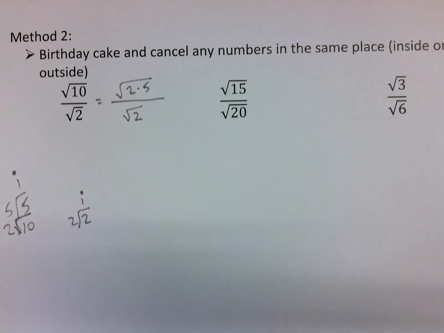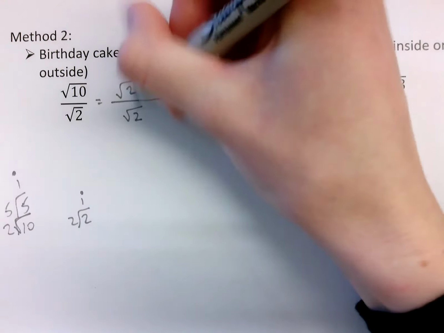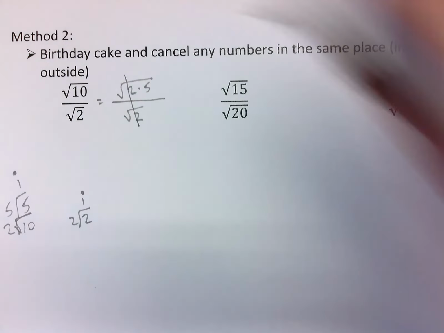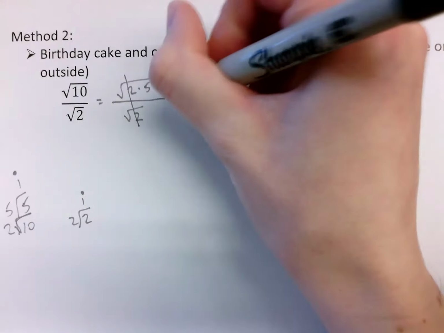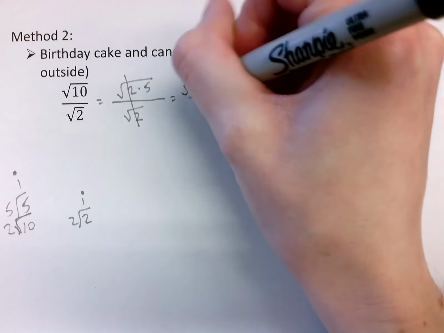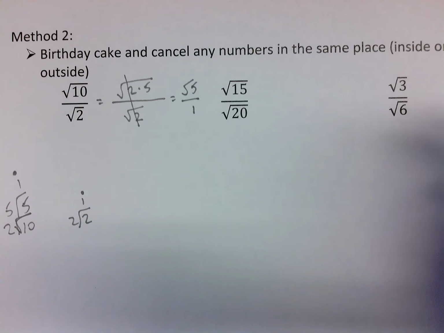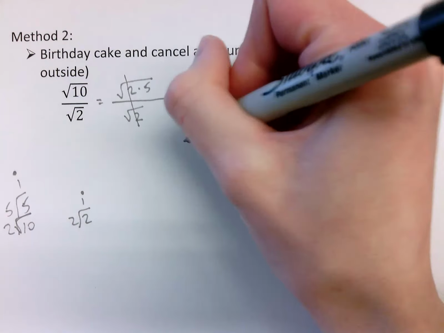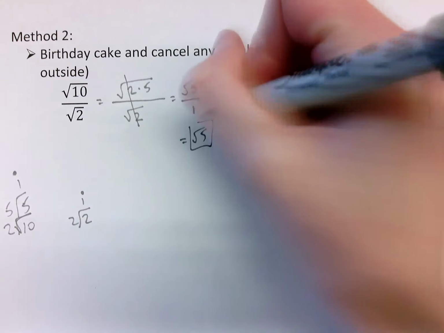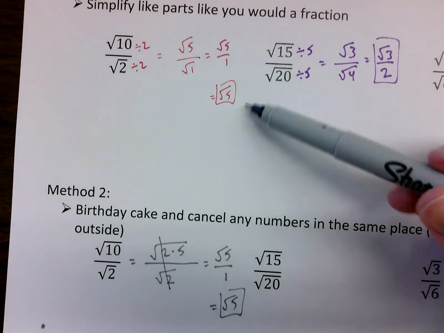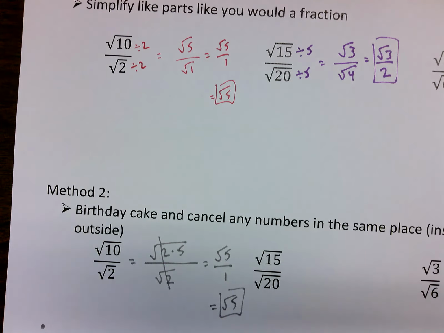And then what you can do from there is you can cancel things as long as it's the same number and they have to be in the same spot. So they have to both be inside or both be outside of your radicals. So these 2's are both inside radicals, so I can cancel those out. And then I'm left with the square root of 5, and on the bottom we just put a 1 as a placeholder. But the square root of 5 over 1 is just the square root of 5, right? So notice that we got the same answer using both methods.